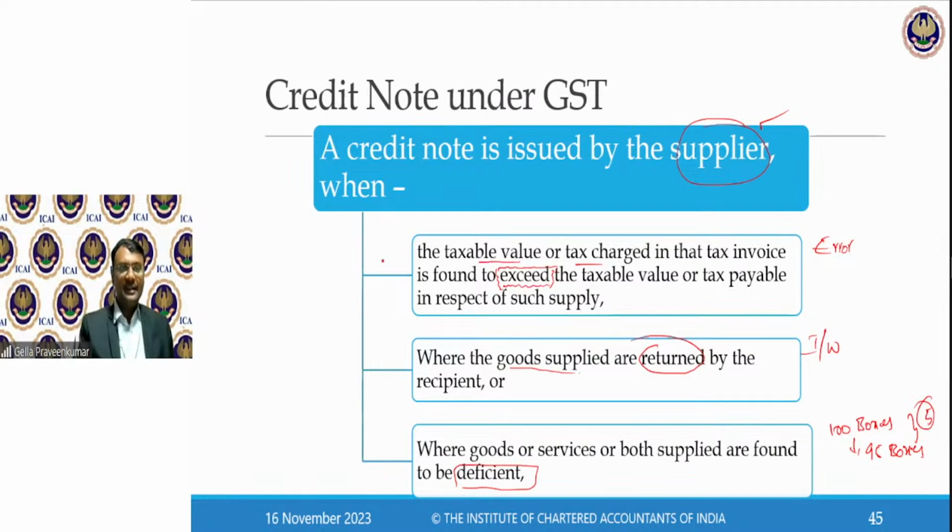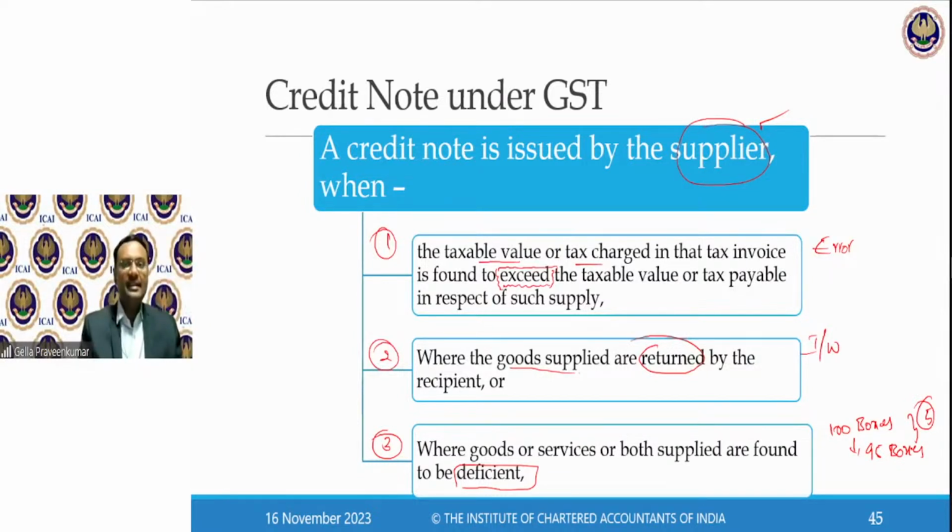So here, scenario 1, where the taxable value or tax charged is excess compared to what it ought to be charged. Point number 2, by virtue of goods returned back to the supplier. Third, by virtue of deficiency. These are the only 3 reasons where a credit note under GST can be issued. This is what we need to keep in mind.